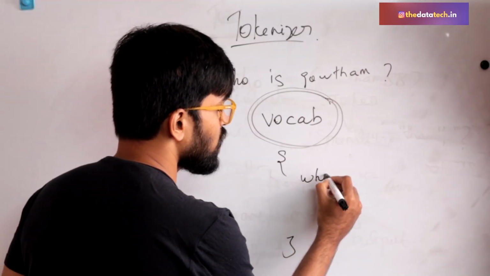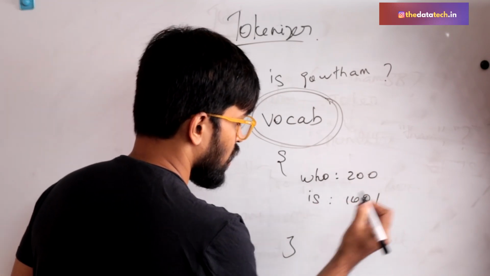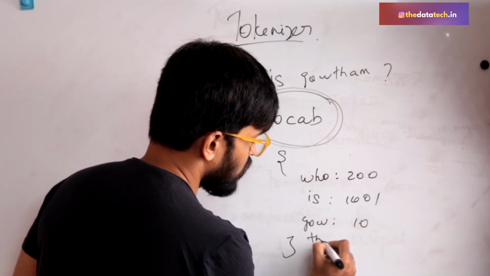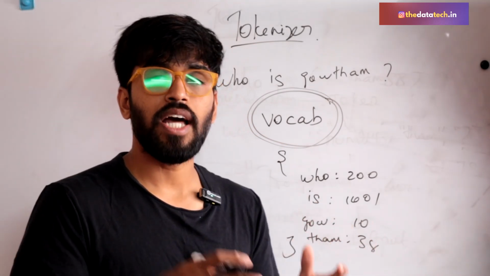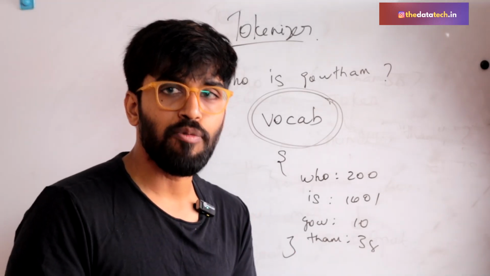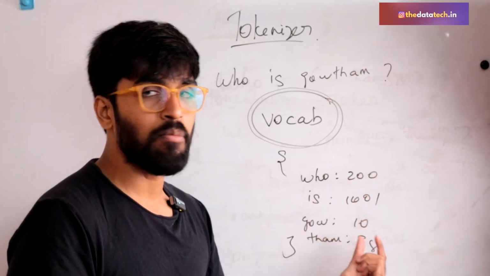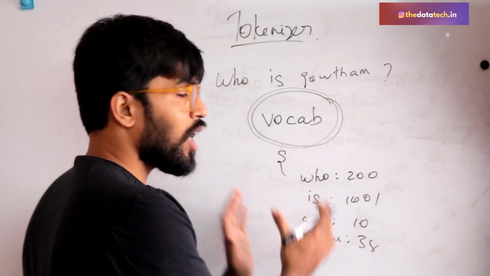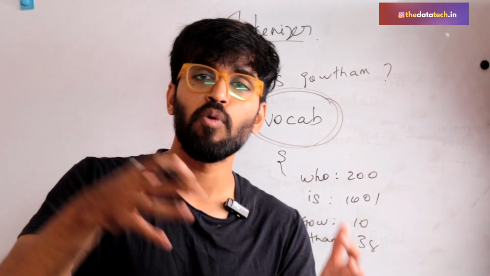For example, "who" means 200, "is" is 1001, "go" is 10, "thumb" is 38. Like that, it internally uses an algorithm called byte pair algorithm, and with the help of the byte pair algorithm, it creates numbers. It assigns a unique number, and then it creates this as a vocab, and this vocab gets stored and trained. It keeps on training if you give more data sets.